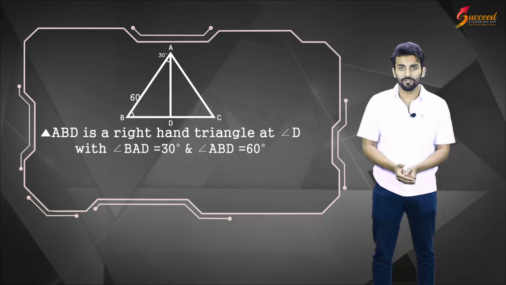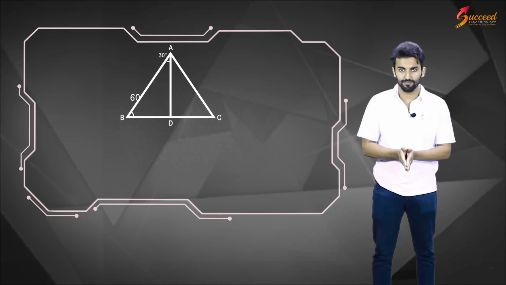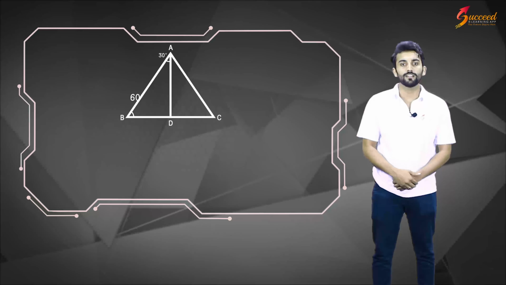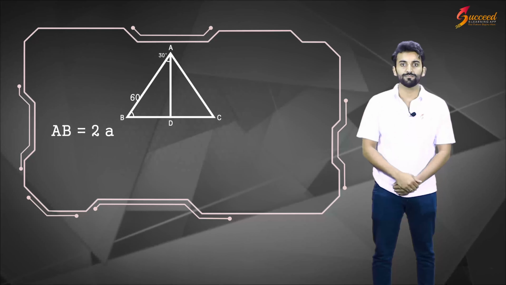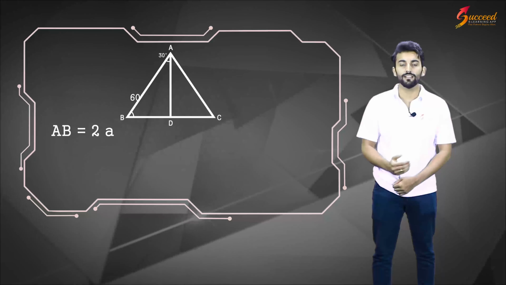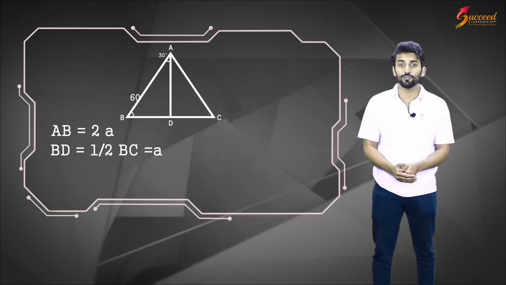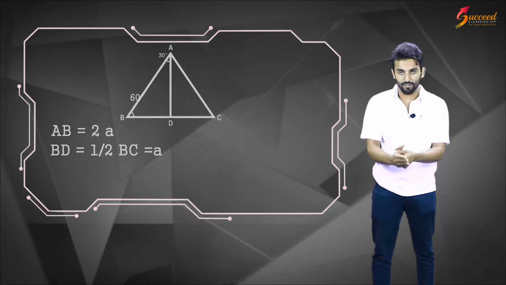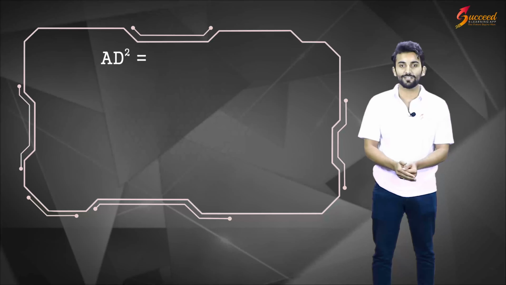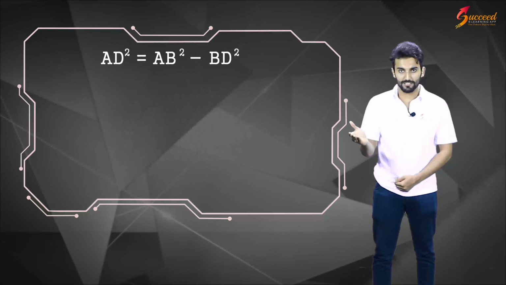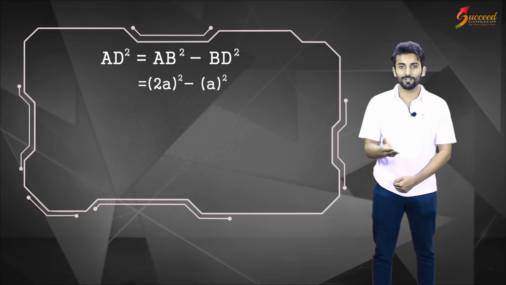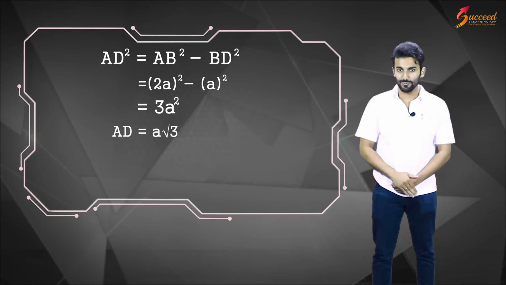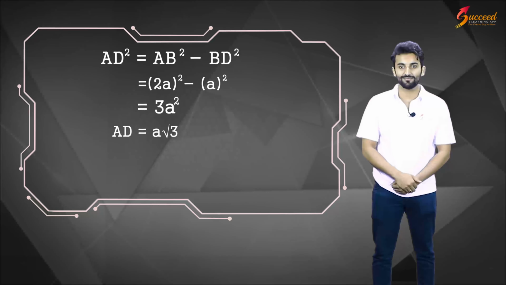As we all know, for finding the trigonometric ratio, we need to know the lengths of the sides of the triangle. Consider AB is equal to 2A, then BD is equal to 1 by 2 of BC, which is equal to A. By applying Pythagoras theorem, AD square is equal to AB square minus BD square, 2A the whole square minus A square, which is equal to 3A square. AD is equal to A root 3.